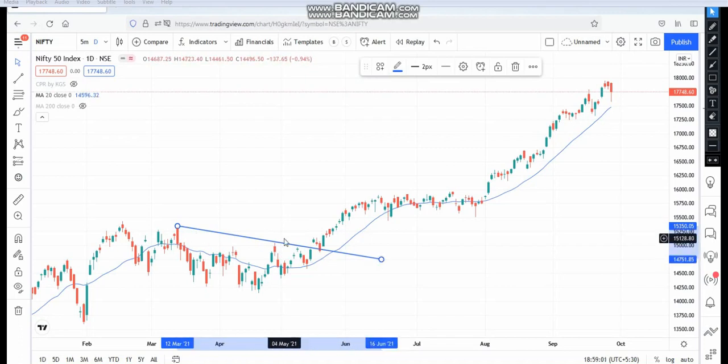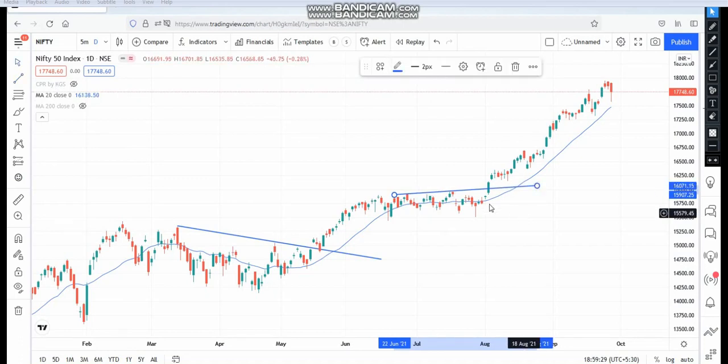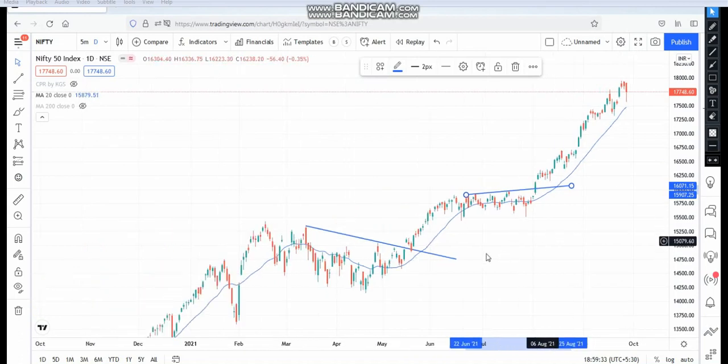Nifty was at 14,950 here. Here the price was 14,950. From here it went up to 15,800. Okay, this is one. And the second one is here. This is the second trend line. Here there is a breakout. So to draw a trend line, we only need 2 points of resistance in the upside market.